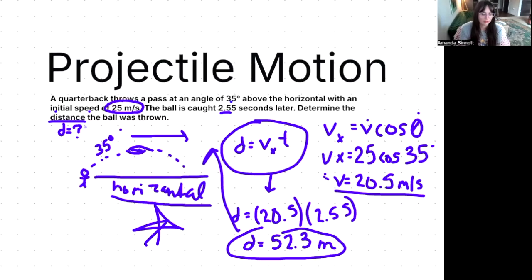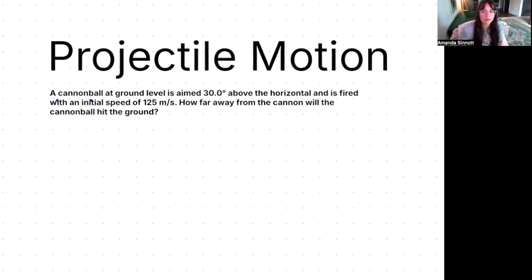Let's try another one. All right, this one's going to be a little harder, so let's remember our process here. Let's read this question and figure out what we are finding. A cannonball at ground level is aimed 30 degrees above the horizontal and is fired with an initial speed of 125 meters per second. How far away from the cannon will the cannonball hit the ground? Okay, what are we finding? That's going to be distance. So the distance equals our answer.